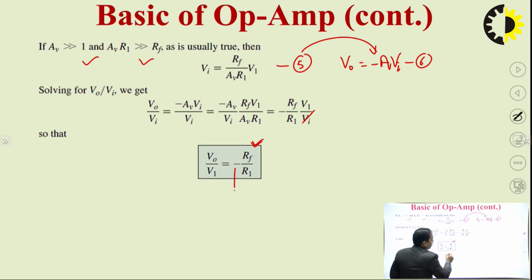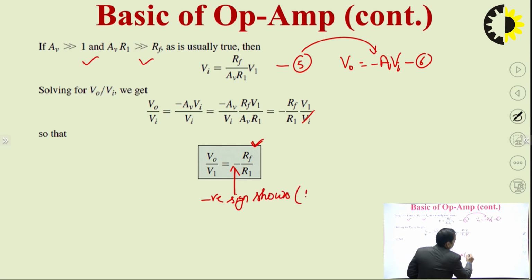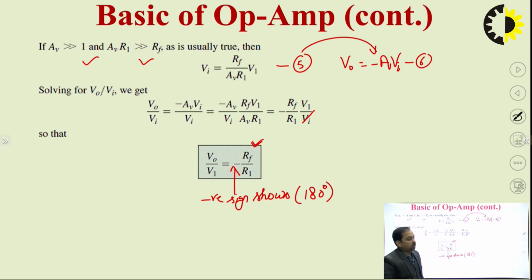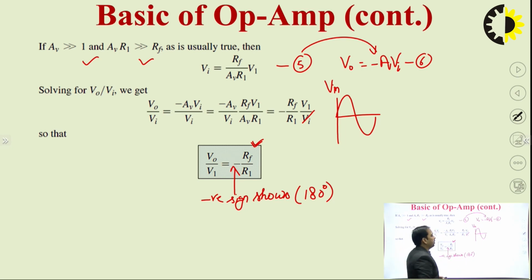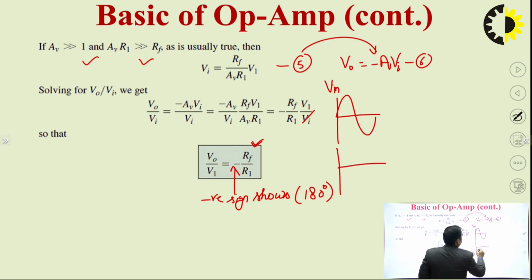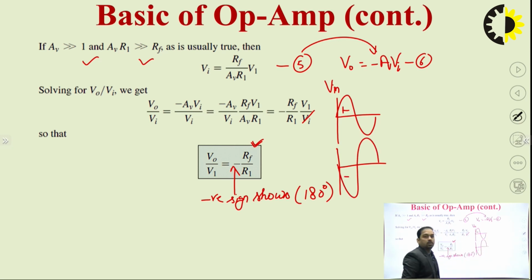This negative sign shows that there is a phase shift of 180 degrees between input and output signal. Means if we have applied a sinusoidal signal of this type, then definitely we are getting a signal which is opposite in phase. So this is nothing but V0.